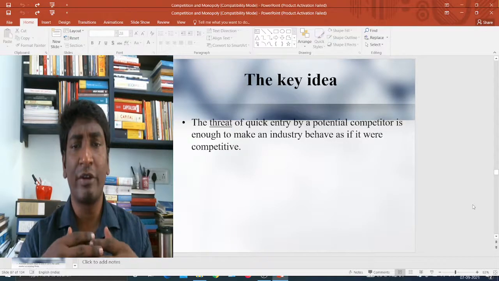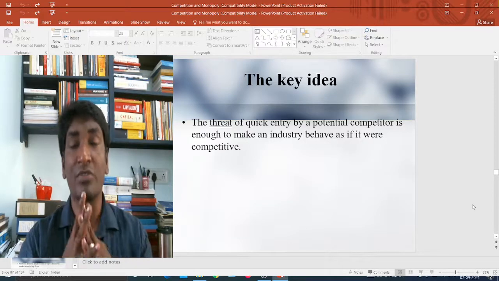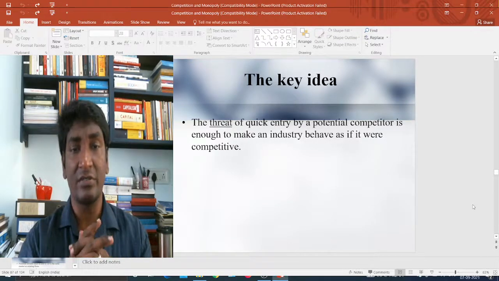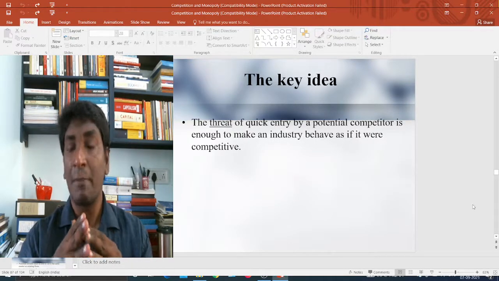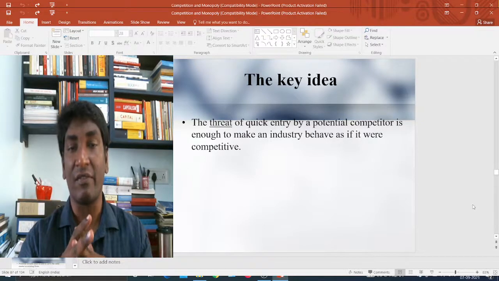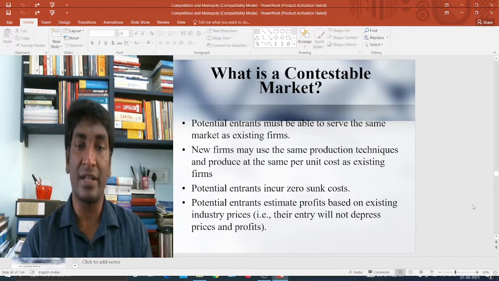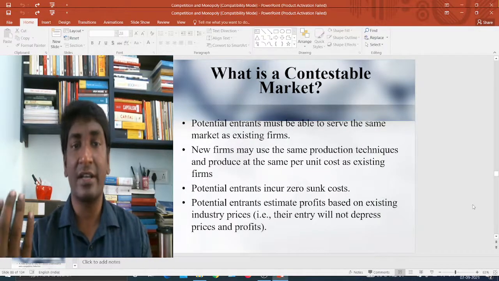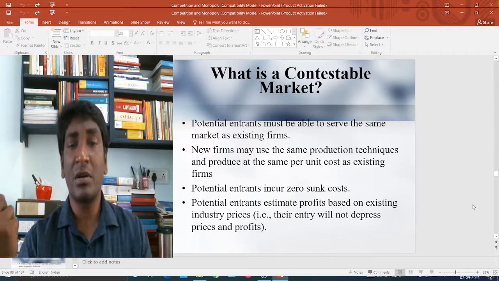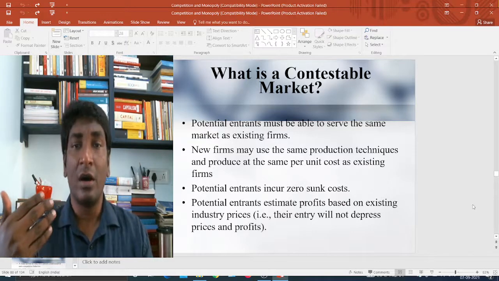So the key idea of the contestable market is the following: the threat of quick entry by a potential competitor is enough to make an industry behave as if it were competitive. This is the first idea. Now, what is a contestable market in that context? Potential entrants must be able to serve the same market as existing firms. Okay, so this is the first point.